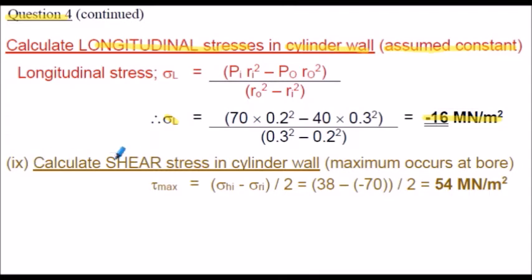Finally, we're asked to calculate the shear stress in the vessel wall. That's the maximum at the bore. So again, from our previous equation, the maximum shear stress will be the hoop stress at the bore minus the radial stress at the bore, divided by 2. The hoop stress at the bore is 38 meganewtons per meter squared. The radial stress is negative 70 meganewtons per meter squared. Again, the double negatives there, be careful. That evaluates to 54 meganewtons per meter squared as the shear stress at the bore.